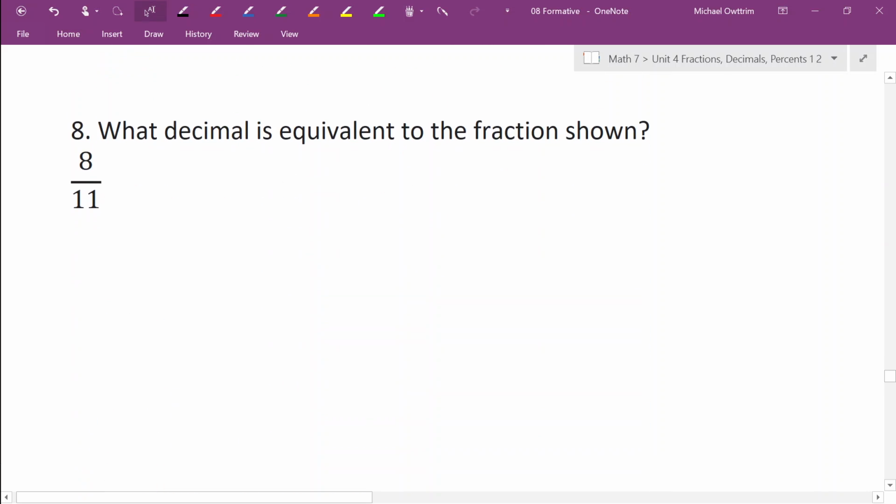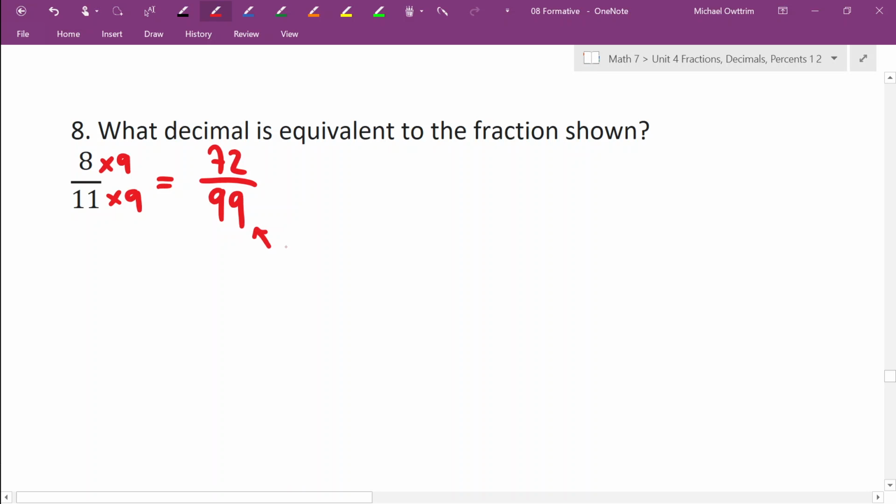What decimal is equivalent to this fraction? Well, in this case, since I can't make the bottom into 10, 100, or 1,000, there's nothing I can multiply 11 by to give me 10, 100, or 1,000. I'm going to try to make it into 9, 99, or 999, and I can make it into 99 by multiplying by 9. 8 times 9 on the top is 72, and 11 times 9 on the bottom is 99.